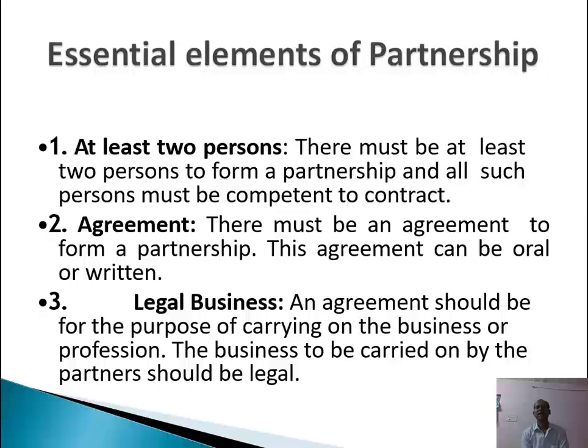Next, legal business. As we have seen in the definition, the business must be on legal basis. The business must be executed on legal basis. This is one of the most important elements, that an agreement should be for the purpose of carrying on the business or profession on legal basis. The business to be carried on by the partners should be legal.